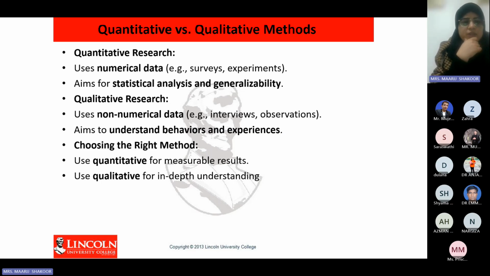Interviews and observations are there. But in qualitative data, you should know that the questions should be open-ended. It should not be like, did you like it? Yes, no. No, it's not like that. Okay. Open-ended questions should be there. It aims to understand behaviors and experiences. Yes. Choosing the right method: use quantitative for measurable results. Okay. Use qualitative for in-depth understanding. This is very, very important. You have to realize this. Okay.